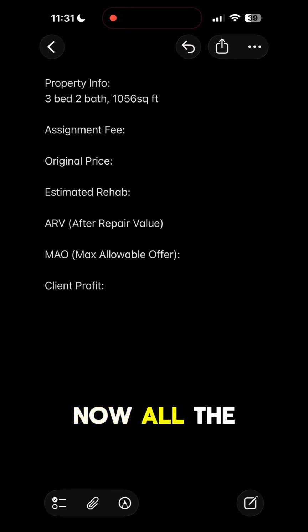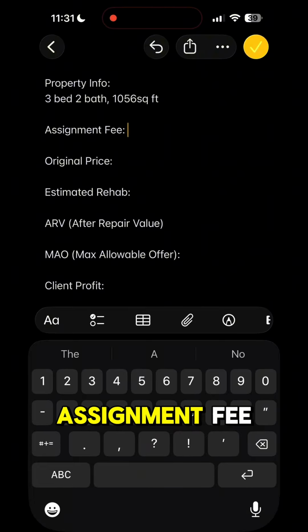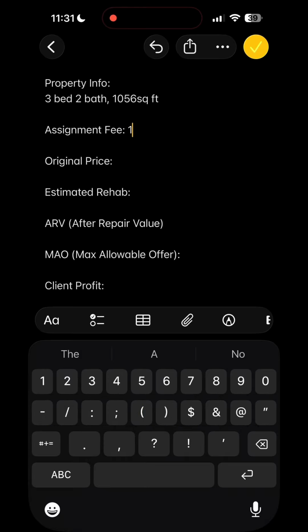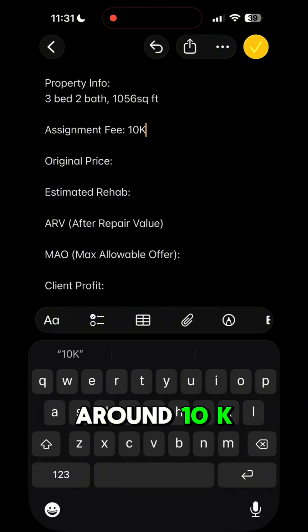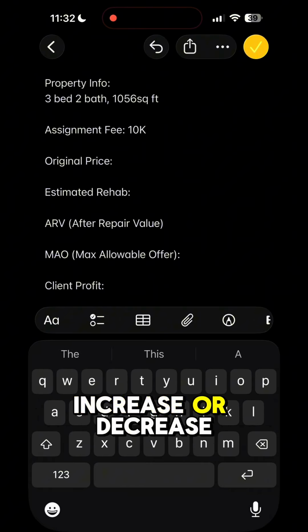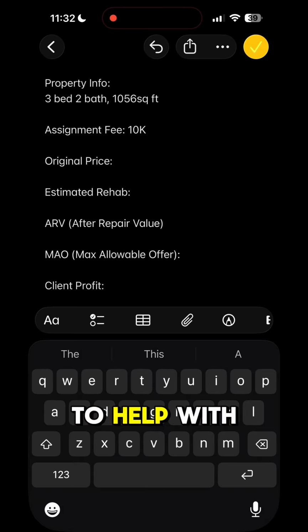Now, all the numbers here are important. So the first thing that we're going to talk about is just the assignment fee. The assignment fee is going to be how much that you're going to get paid for connecting the buyer and the seller of this property. Now, you normally want to start around 10K because depending on the profit margin, you can either increase or decrease this amount to help with negotiation.